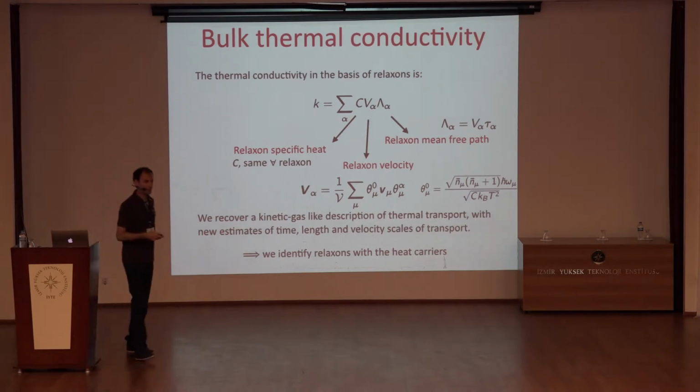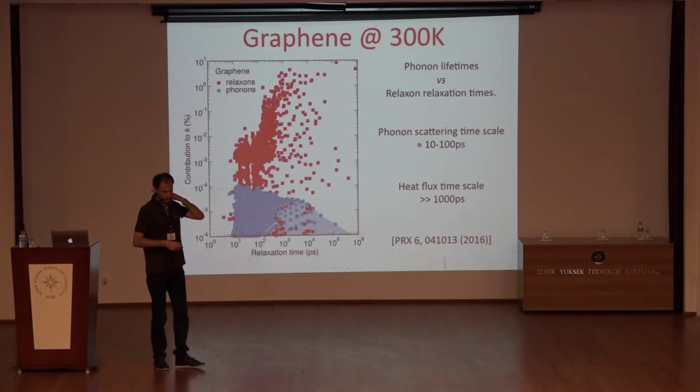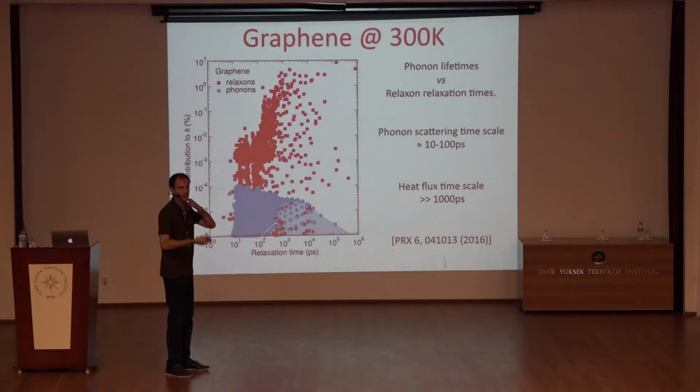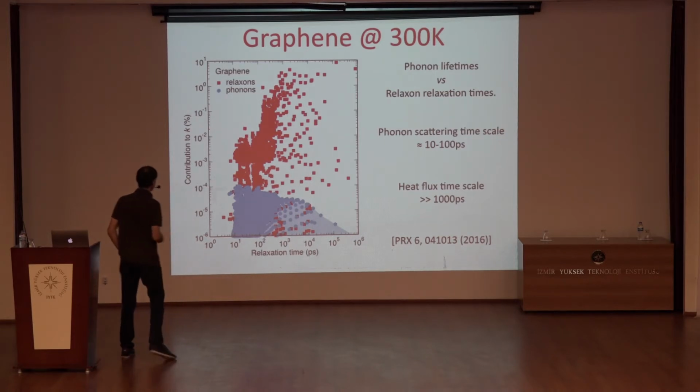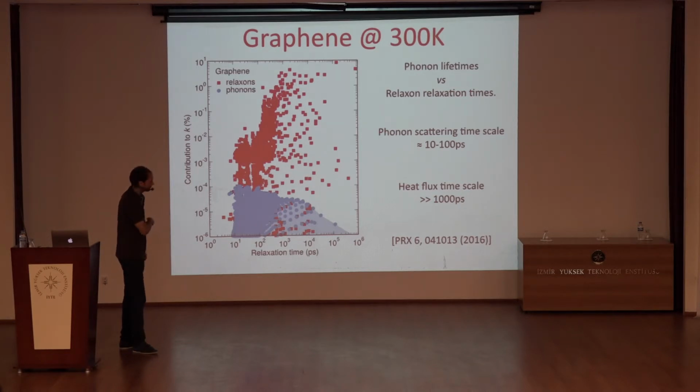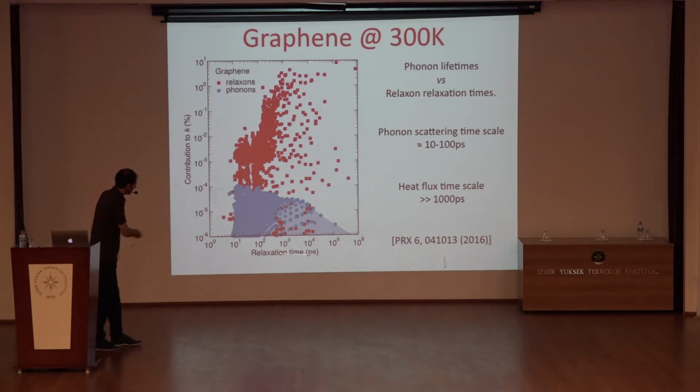And as for the time scales, here I'm showing what happens in graphene. Graphene, we have seen, is something like a very pathological case. This is the spectrum of phonon lifetimes in blue, and relaxation times in red, for graphene at room temperature. On the horizontal axis, I'm plotting the values of the time scale, and on the vertical axis, their contribution to the thermal conductivity. Of course, this is the exact thermal conductivity, and here the level of the relaxation time approximation, where I can define these lifetimes.